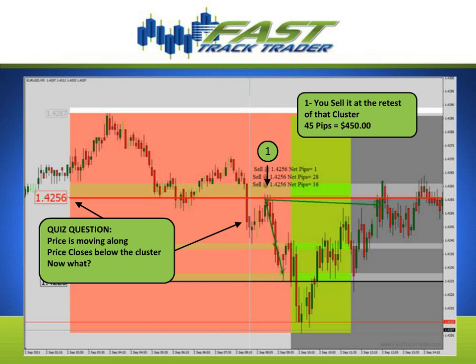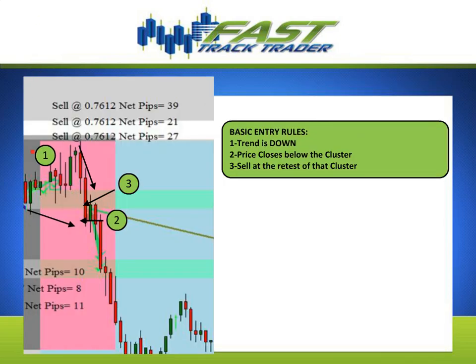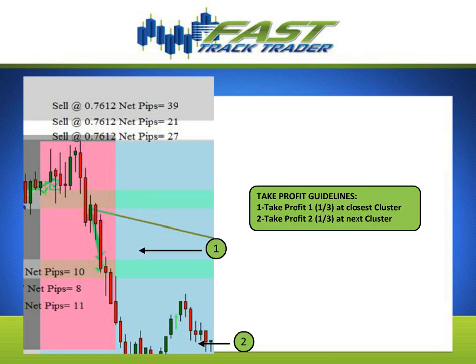So again, basic entry rules. We look at the trend. In this case, the trend is moving down. Price closes below a cluster. We just sell it at the retest of that cluster. So we look for the trend. We wait for price to make a move and close below, pierce and close below a cluster, and then we enter. It's that easy. It's 1, 2, 3. It could not get easier than this, guys. And because we have the clusters, we know the levels where price is drawn. We know where price wants to go. So again, if you're ever confused about your entries or your exits, even your take profits, the clusters help us.